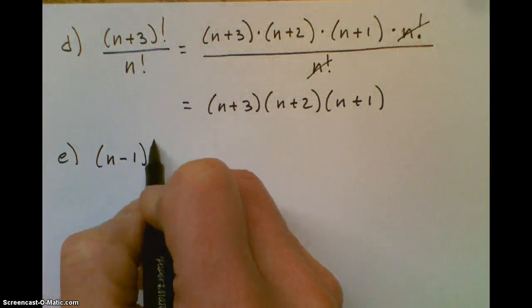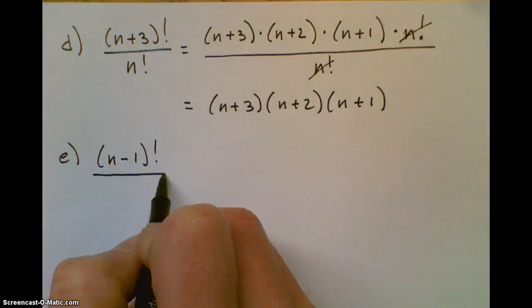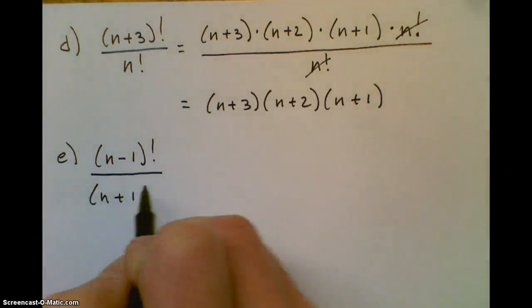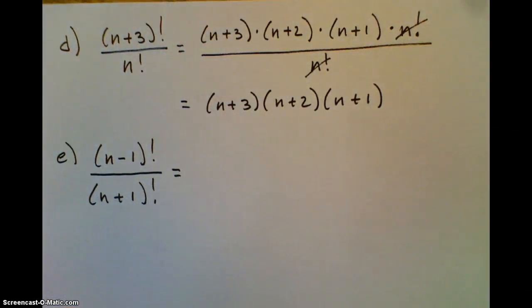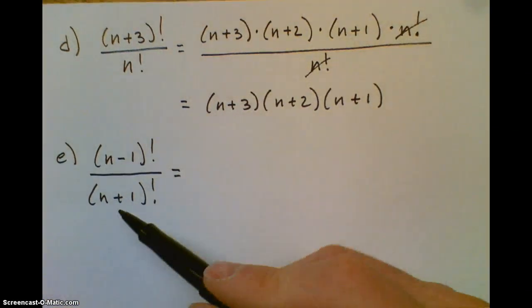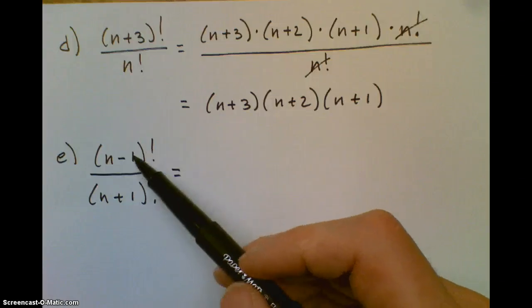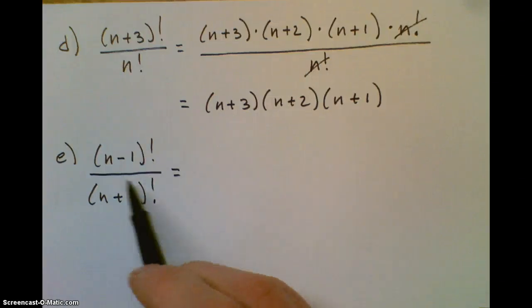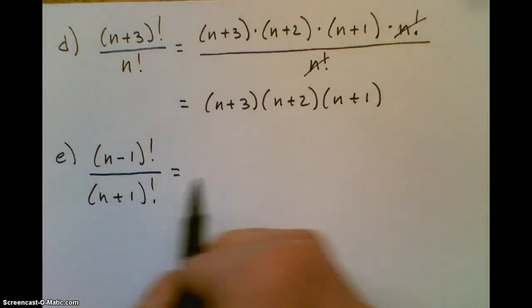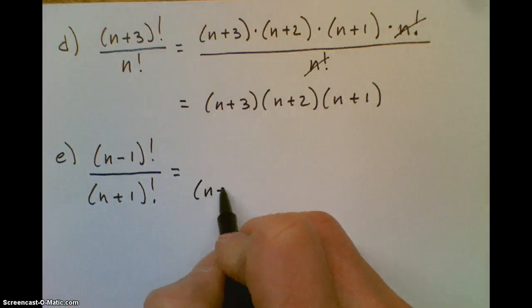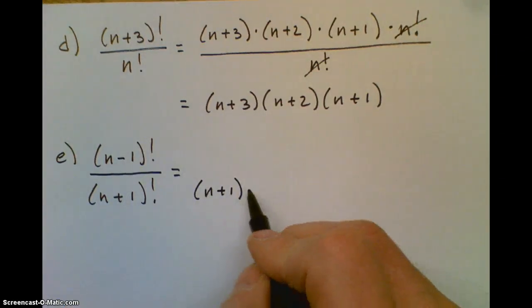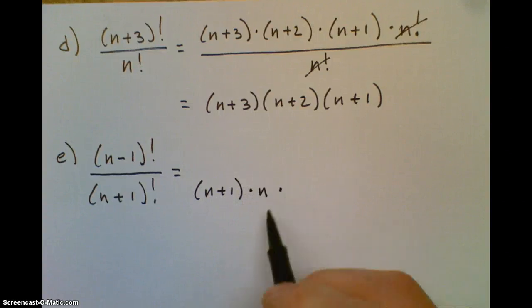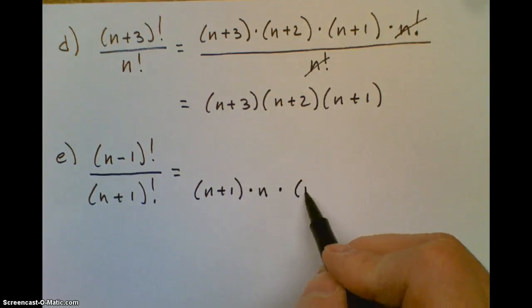Let's say we have n minus 1 factorial over n plus 1 factorial. Again, if you'd like to pause and try this on your own and then check, feel free. So, which is going to be larger, n minus 1 factorial or n plus 1 factorial? Well, this time it's going to be the denominator, so I'm going to start with that. So I'm going to have n plus 1, subtract 1 from this, so I have n plus 1 minus 1, so that's times n.